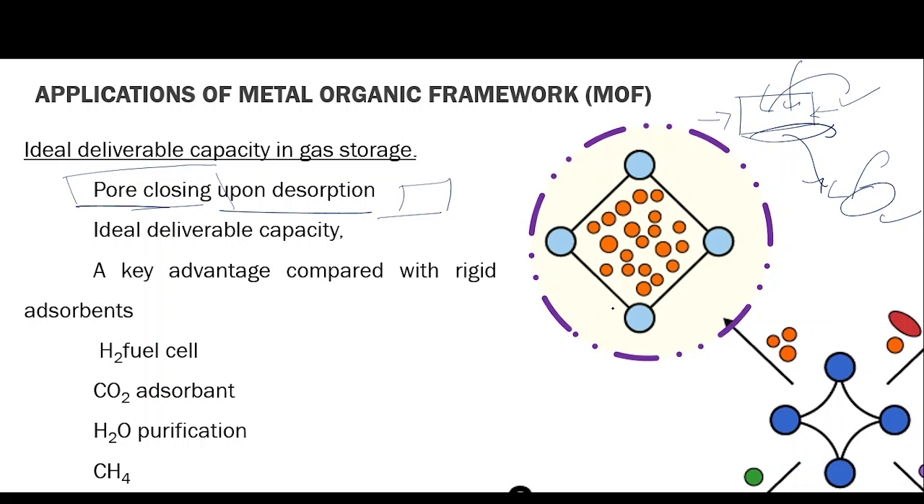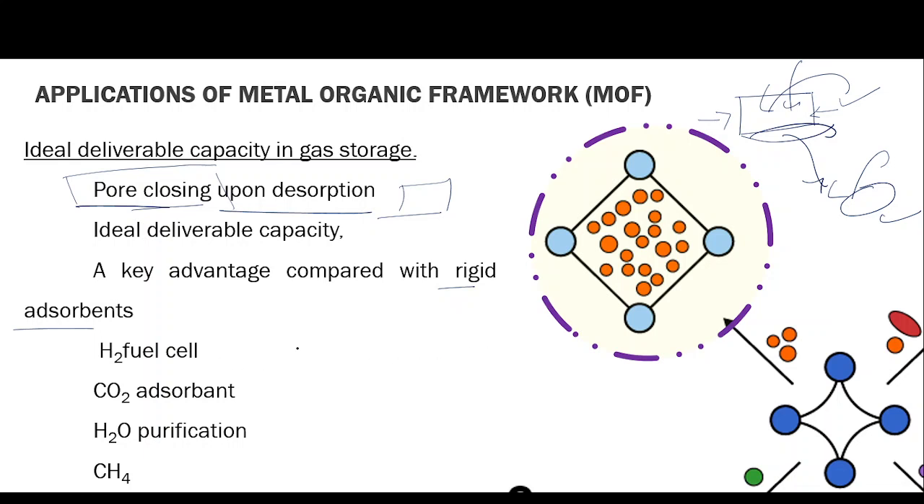And this is a very key advantage compared to other rigid adsorbents like silicas, aluminas and zeolites, where the structure is very defined and does not change, which means there is more physisorption happening than chemisorption. When you have a structural change and the pores or gates can be closed, this is called gate-opening activity. So there is a chemical connectivity between these two, because of which it can be called pore closing, and it can also be used for delivery.